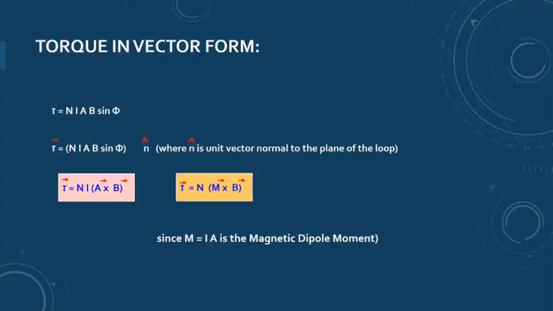You can also write this in vector form. If you want to write the torque in vector form, it can be written as NI taken out, area vector cross magnetic field vector, and this I into A is equal to the magnetic dipole moment. So you can write torque in terms of the magnetic dipole moment also. Like we have the electric dipole moment, similarly we have the magnetic dipole moment.